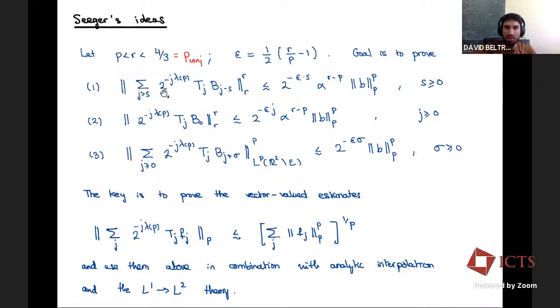We have the sum in J of T_J's acting on some functions. So this is looking like this type of estimate. If one has this and applies it to 1 and 2 and 3, but applies it to the R, then we are not going to get any gain in the S parameter, right? So we want to obtain that gain somewhere. So what we'll do is an analytic interpolation.